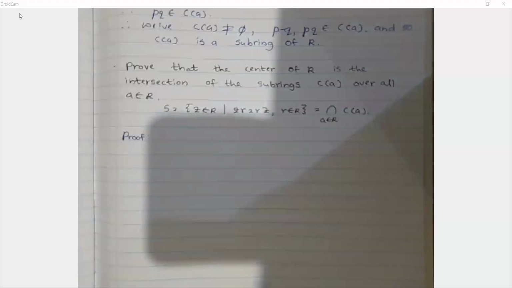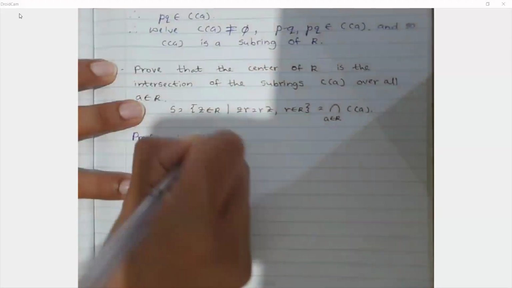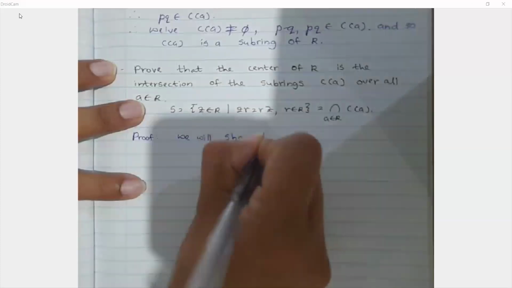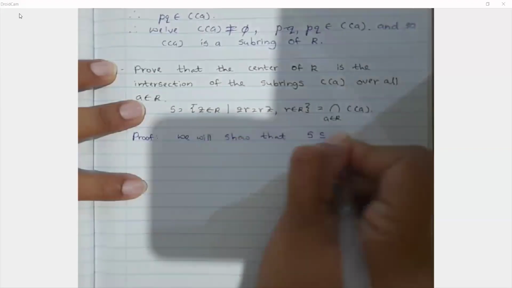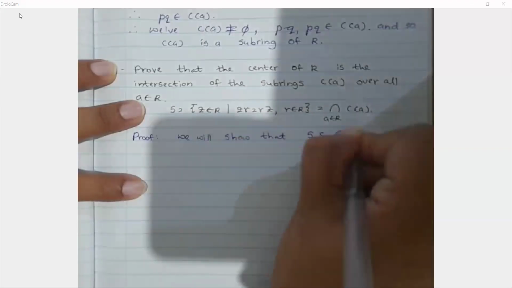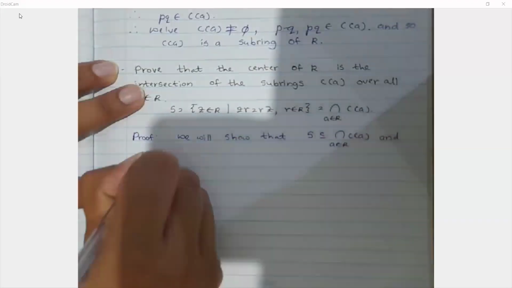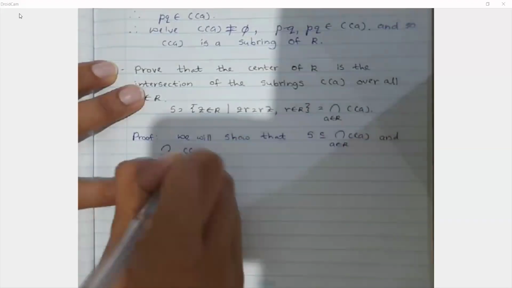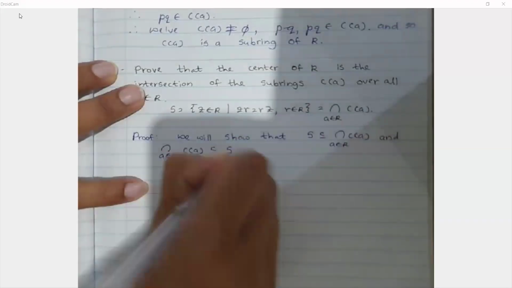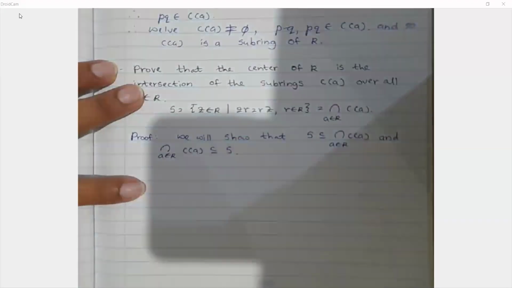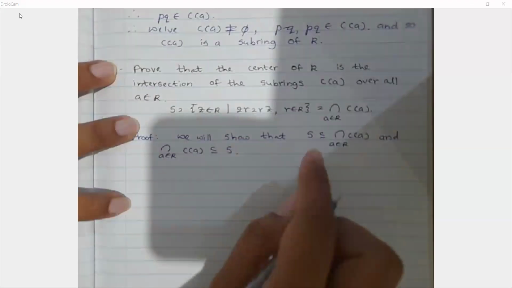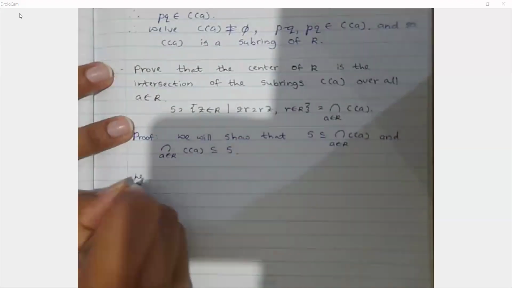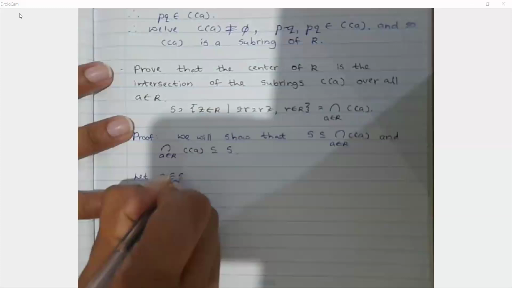What we are going to do is, we will show that S is a subset of the intersection and the intersection itself is a subset of S. So first, we will show that S is a subset of the intersection, as well as the intersection is a subset of S. In order to show that S is a subset of the intersection, we will arbitrarily pick an element from S. So let Z be an element in S.